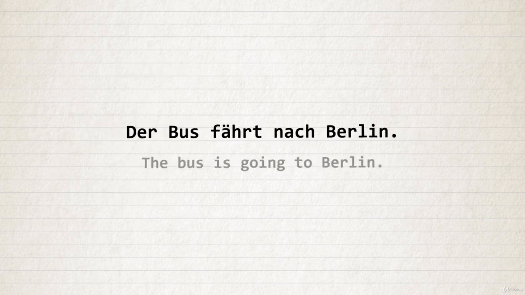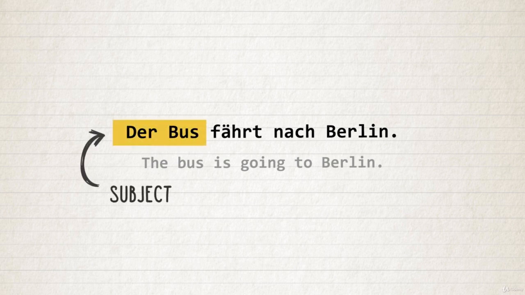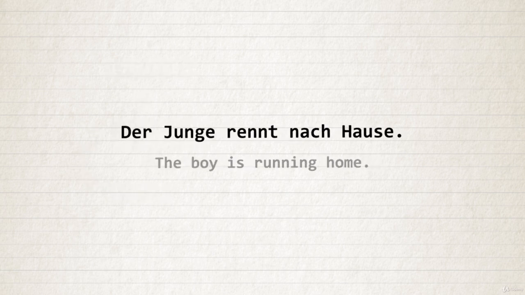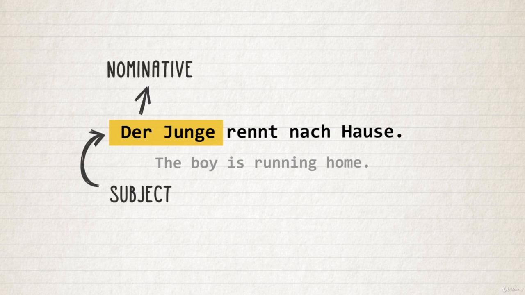Or, der Bus fährt nach Berlin. The bus is driving to Berlin. The bus is doing the action here and is in the nominative. Der Junge rennt nach Hause. The boy is doing something, running. And again, that's why he's the subject of the sentence and in the nominative.